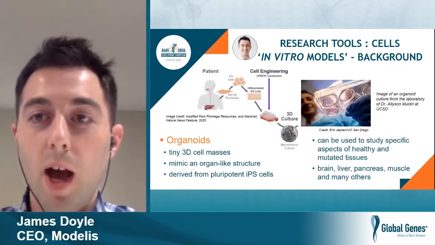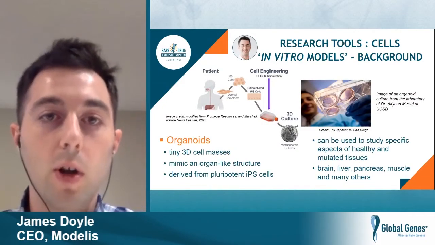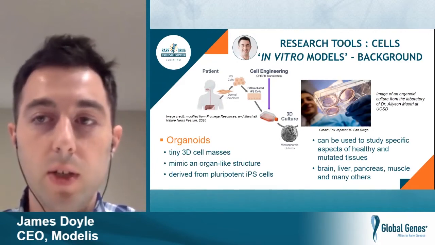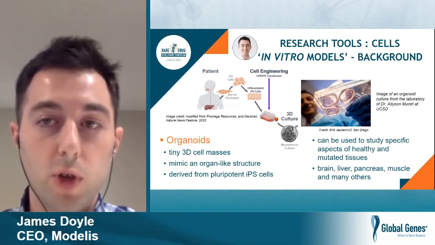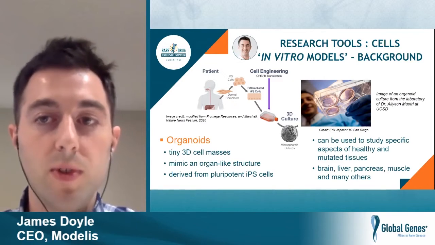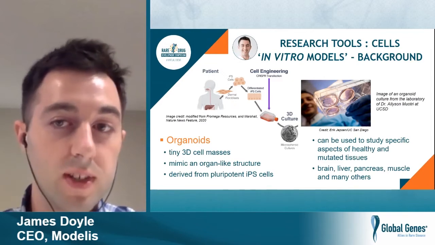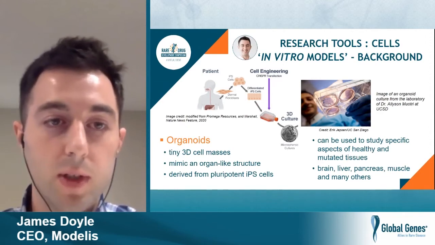While the models on the previous slide are what we call two-dimensional models, there have been recent advancements in the generation of organoids, which are tiny three-dimensional structures that can be grown using iPSCs, or induced pluripotent stem cells, to study specific tissues or organs in a disease state. And these can be made into brains, livers, pancreas, even muscle cells.